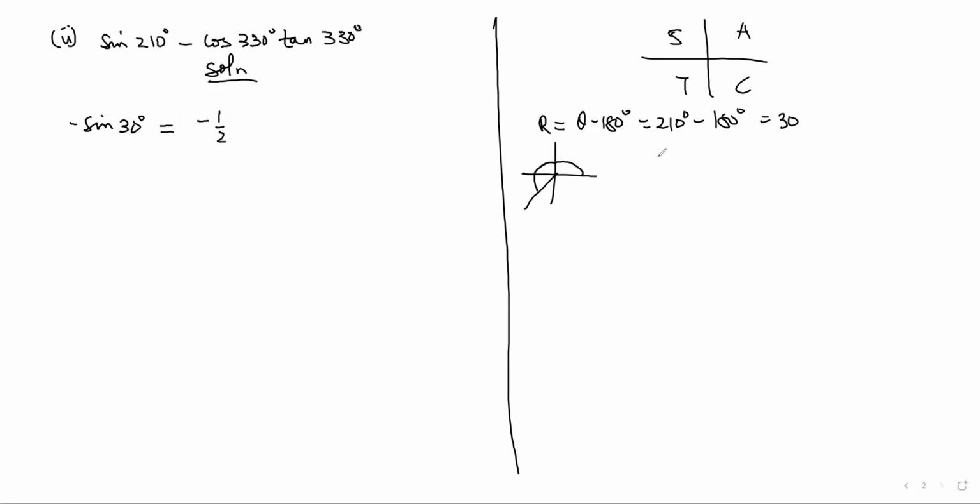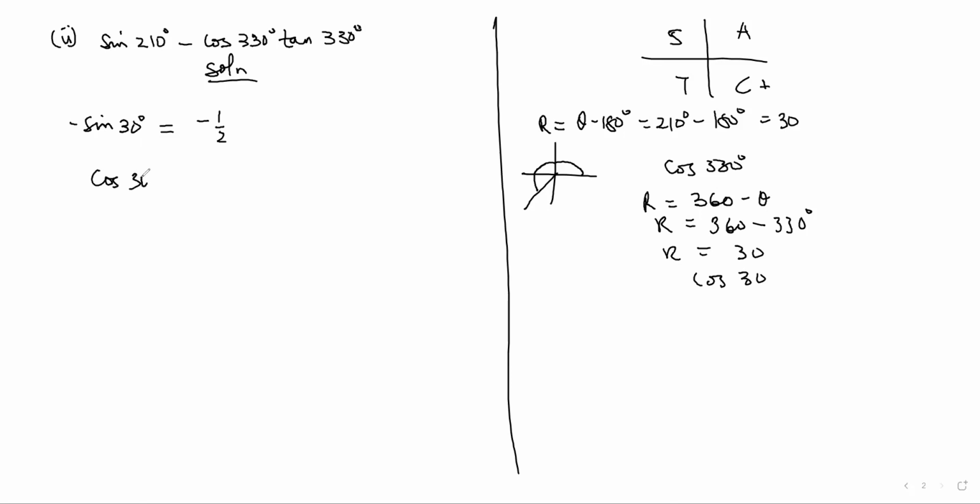So we now start with cos 330. Cos 330 is in the fourth quadrant. And in the fourth quadrant, cos is positive, so nothing will change. We also know that the reference angle for 330 is 360 minus theta. So you have 360 minus 330, and you're going to get 30. So cos 330 is the same as cos 30. And cos 30 is root 3 over 2.